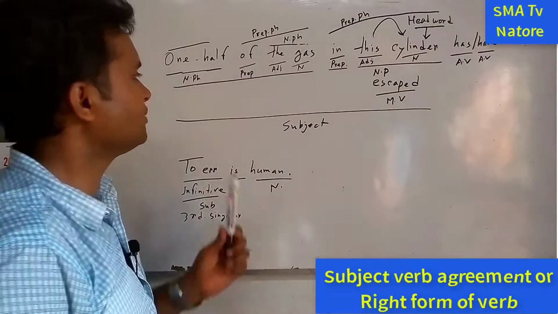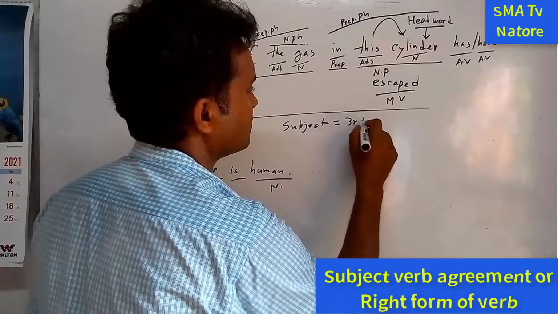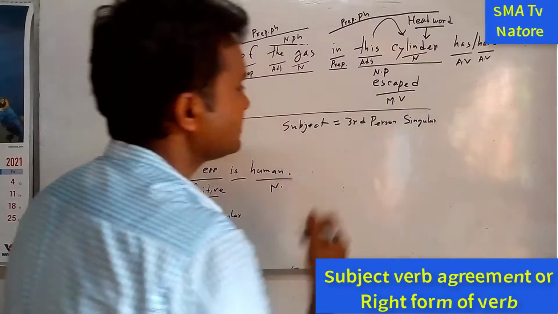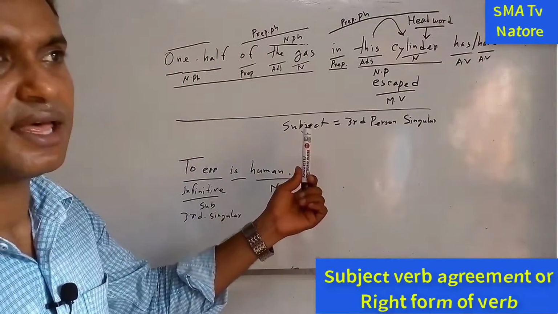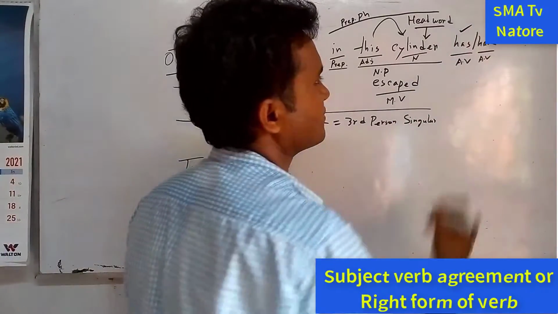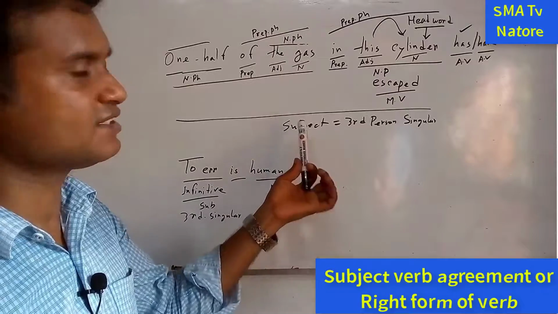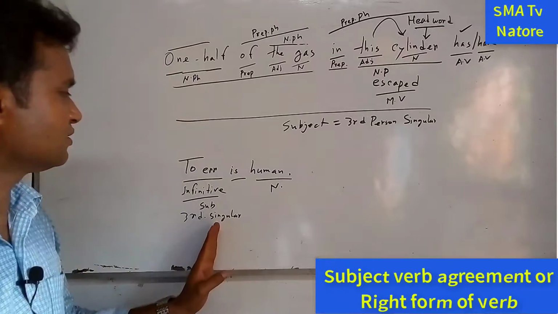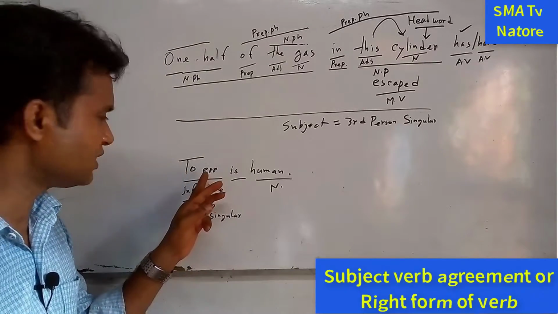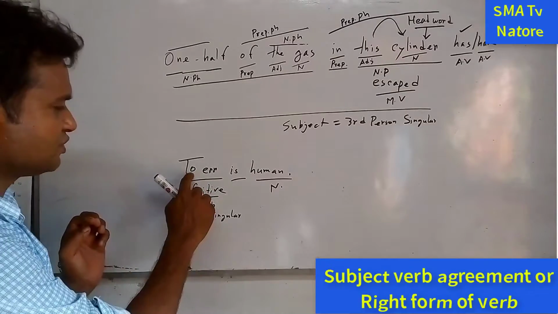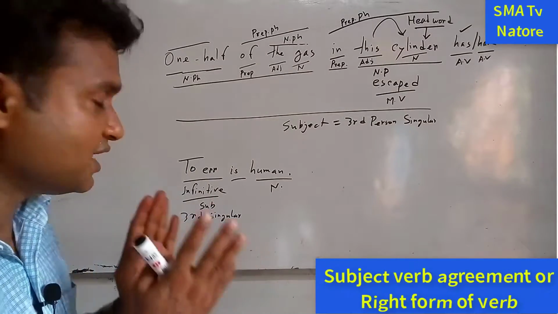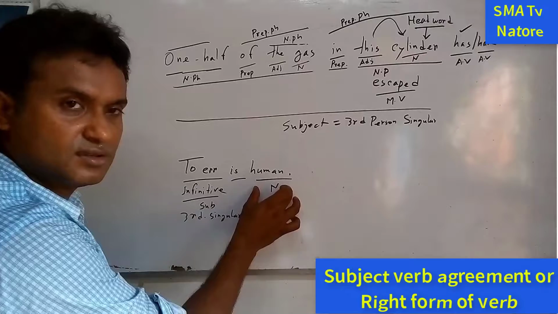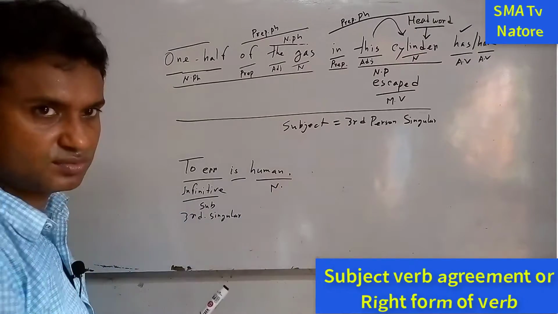So one half, this is called third person singular number, and we are using this verb has, not have. So this is the subject verb agreement, or we can say right form of the verb. Here is also prepositional what? Phrase. Yes, we can say, because preposition and the verb. This is the infinitive and it becomes the subject. Next one is the verb. Next one is object, or we can say this one is the noun. Okay.